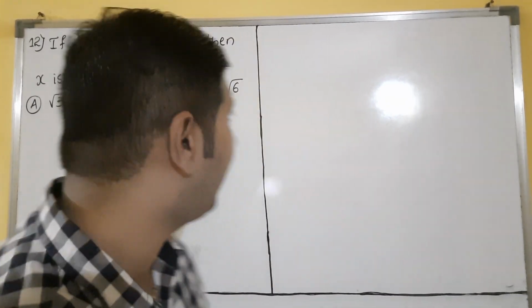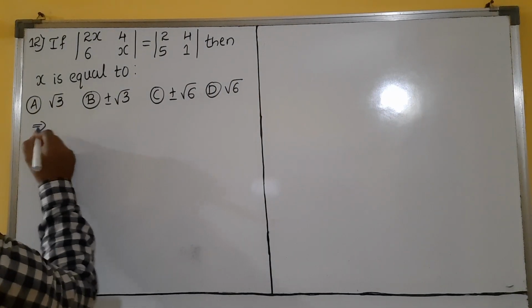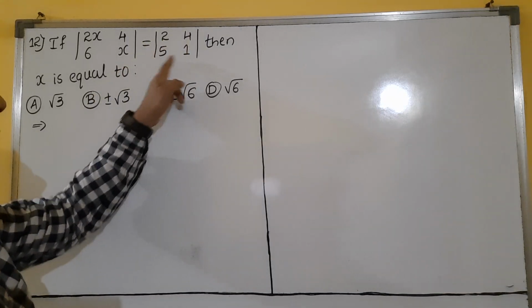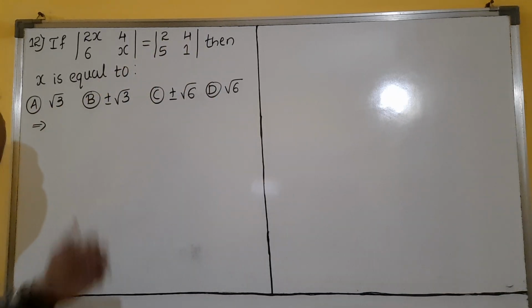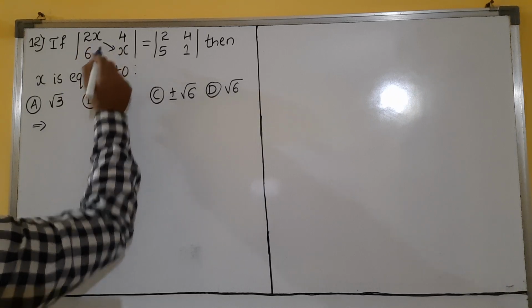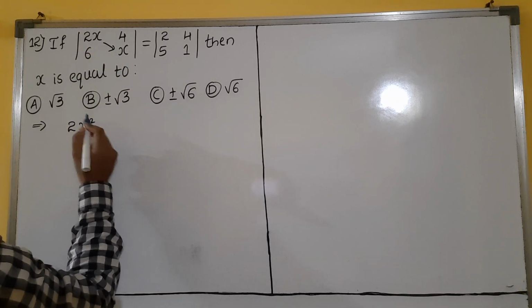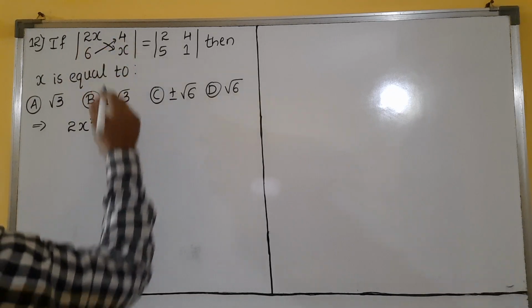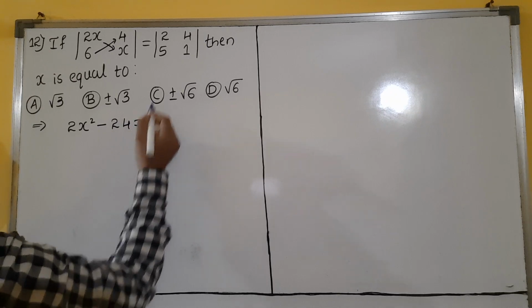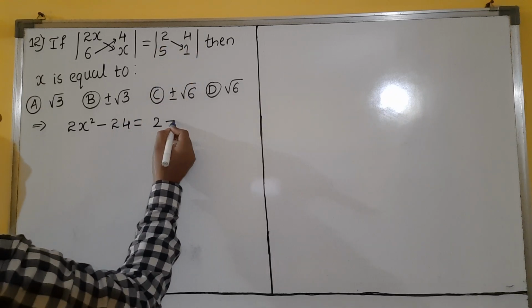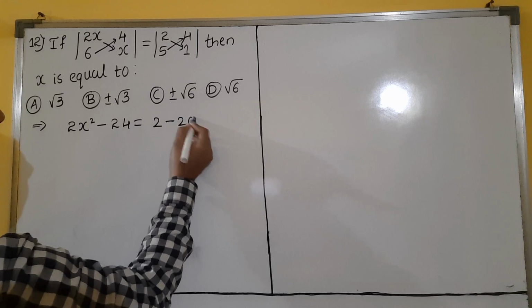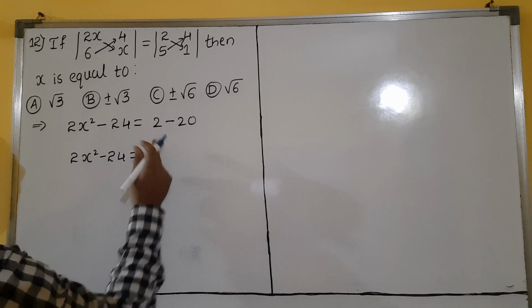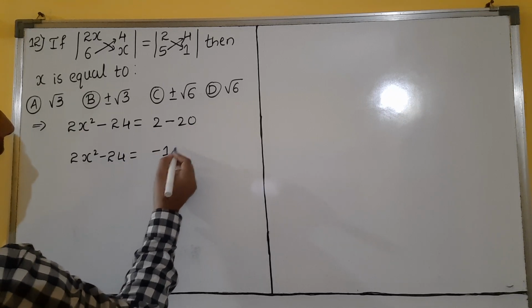Next question we'll see, dear students. Question number 12. If determinant of 2x 4, 6x 2 equals determinant of 4 5, 1, then x is equal to what? Same method: 2x into x is 2x square, dear students. Minus, you write 6 fours are 24. And 2 into 1 is 2, minus 5 twos are 20. So now see here: 2x square minus 24, and 2 minus 20 is minus 18, dear students.